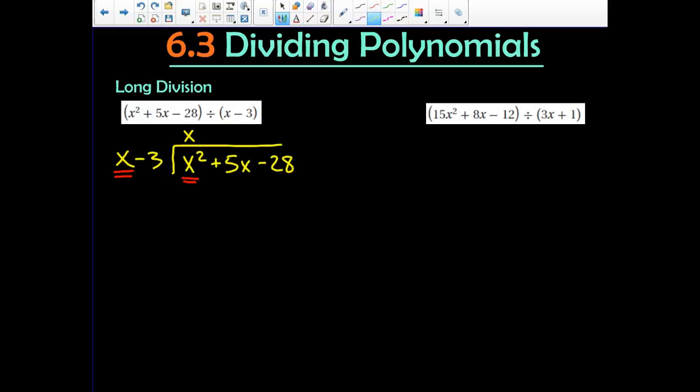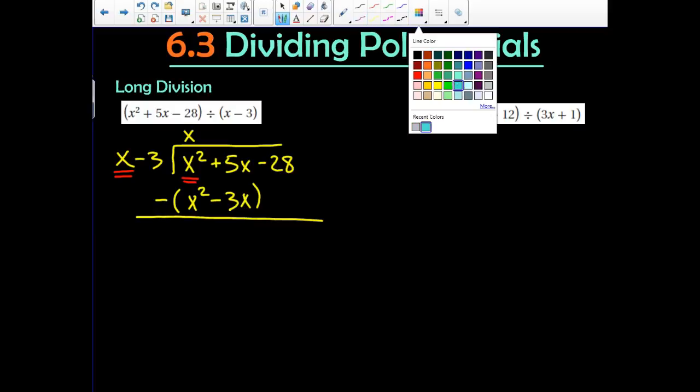Okay, and then the process is the same as with numbers. You take that x times the x minus 3 and subtract. So once you take the x times the x minus 3, it's going to end up being a binomial. So you're going to subtract that binomial. X times x minus 3 is x squared minus 3x. So we're going to subtract x squared minus 3x from that polynomial above.